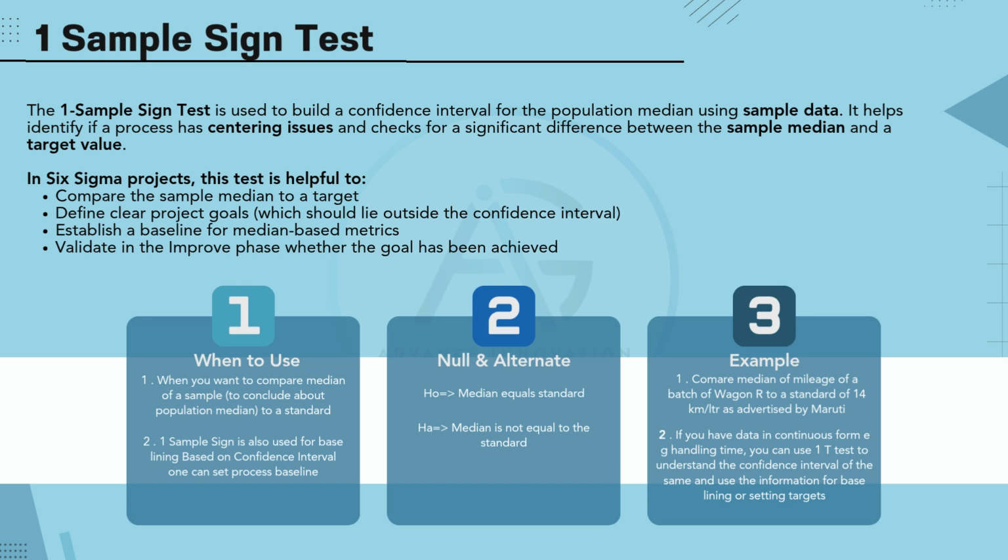If your data is in continuous form, like handling time, and you cannot assume normality, you can use the one-sample sign test instead of a t-test to determine whether the median meets a target. You can also use it to set baselines or define goals for future improvements. In summary, use the one-sample sign test when you're dealing with non-normal data and you want to know whether your process median meets or differs from a set benchmark.